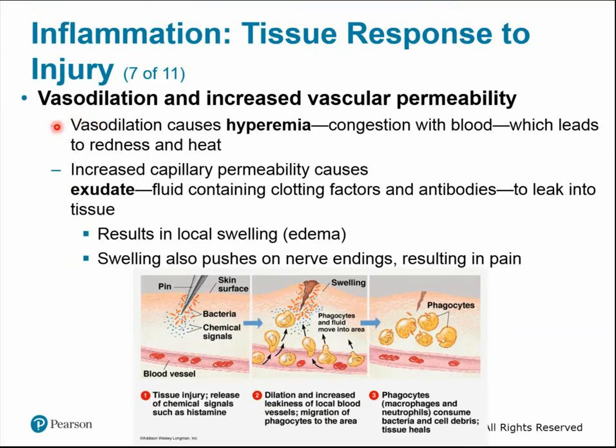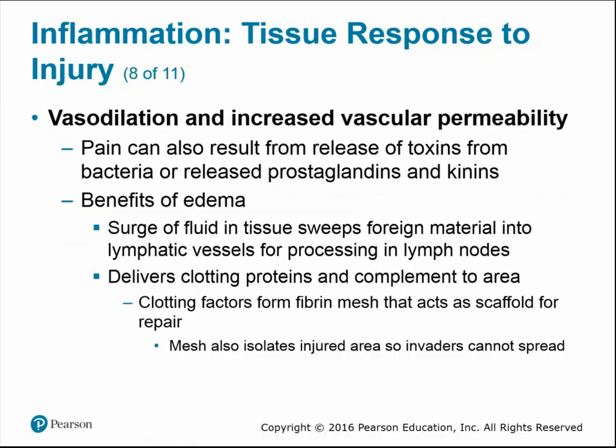Vasodilation is going to cause hyperemia, meaning you'll have more blood in that tissue area, which leads to the symptoms of redness and heat. Increased capillary permeability causes excess fluid, called exudate, to leak into the tissues, which gives us the swelling or edema symptom of inflammation. Then the swelling pushes on the nerve endings in the tissue, resulting in pain. This is how we get those 4 cardinal signs of inflammation. Sometimes the pain can also result from the release of toxins from the bacteria.